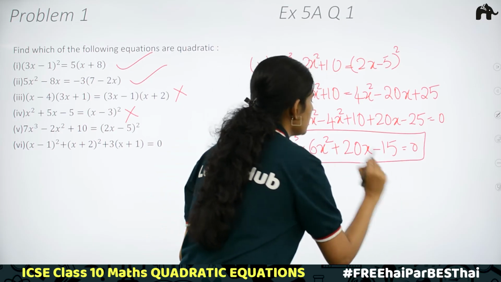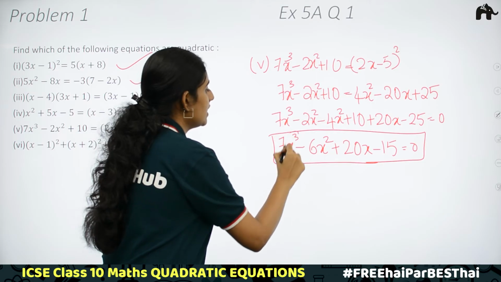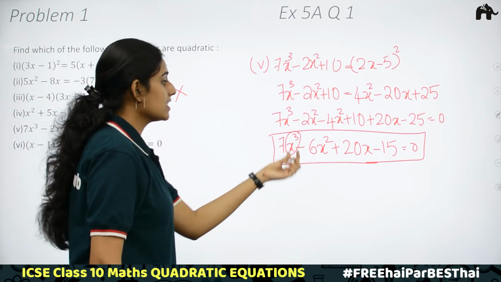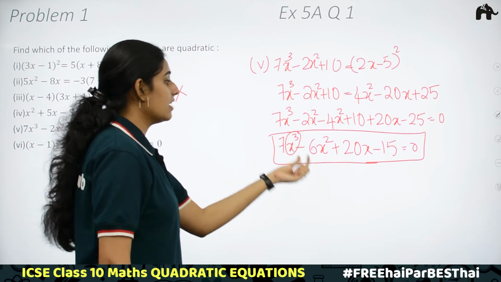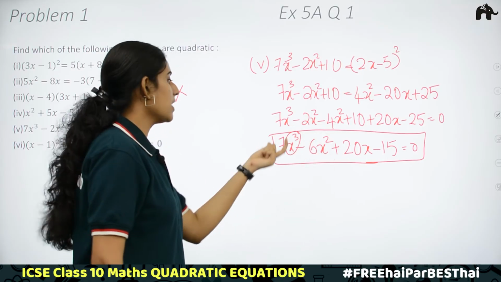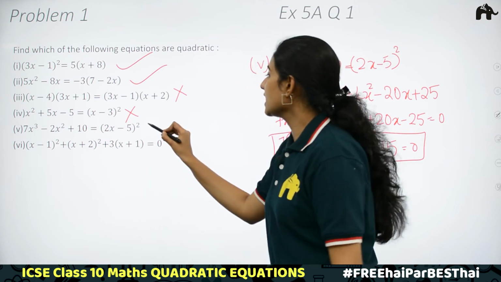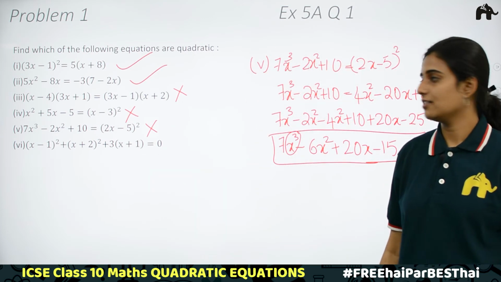Is this quadratic? No, because here we have a term containing x cube. The maximum degree of x in a quadratic equation should be equal to 2. Here the maximum degree is 3, which means the given expression is not a quadratic equation. Clear?